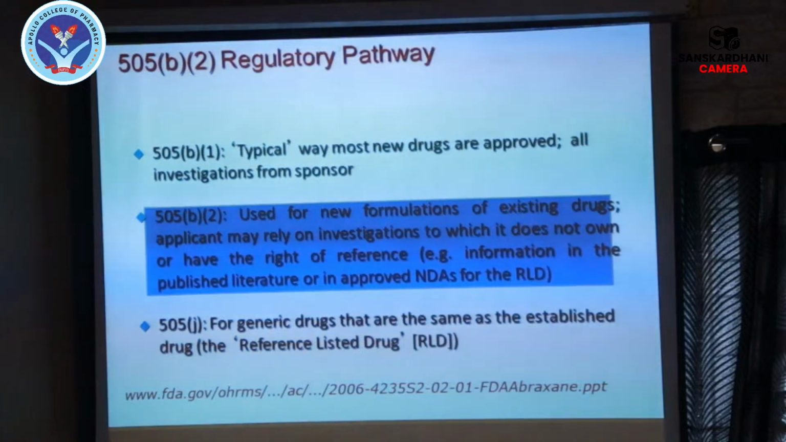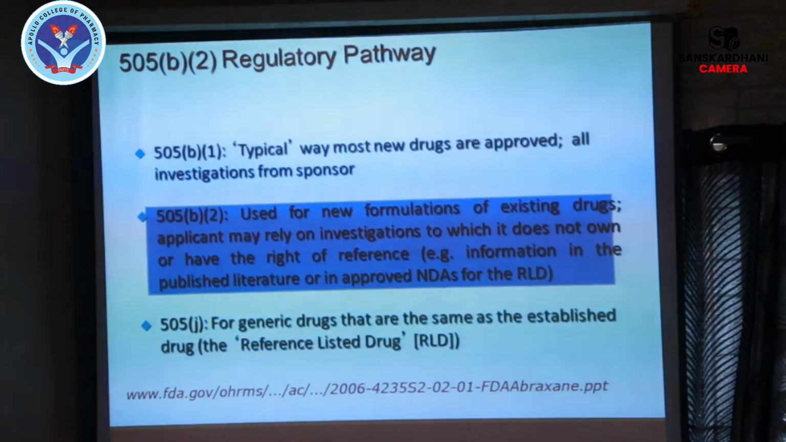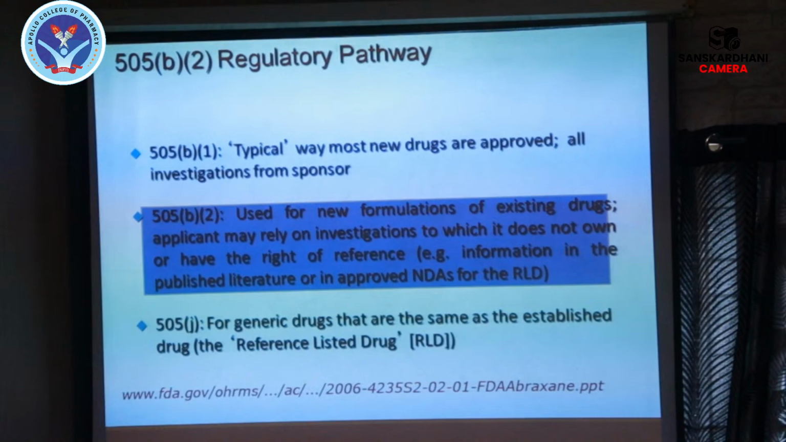And what is that? How is it different from a new drug? It is an old drug, you can see, which is encapsulated in a new particle or liposomes. Okay, so this is different from a new drug. Therefore, the regulatory pathway also differs. So 505(b)(1) is for new drugs, 505(b)(2) is for modified drugs, and 505(j) is for generic drugs.